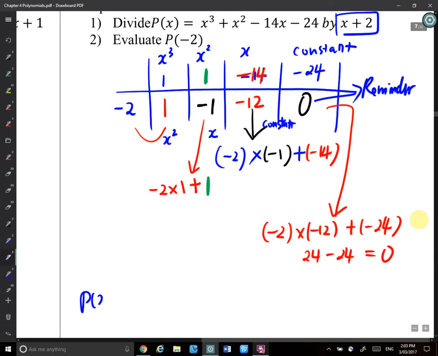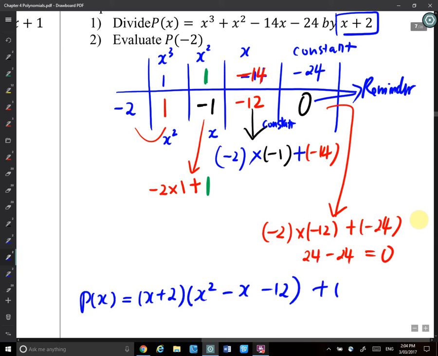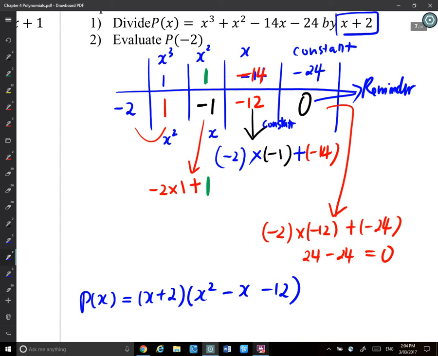So what can I write for P(x)? P(x) equals x plus 2, that's what you're trying to divide, times x squared minus x minus 12, the coefficients of what you have left. You have remainder 0, so you add a 0 at the back, no remainder. So you totally avoid long division, and I think it will be much quicker. That's synthetic division.